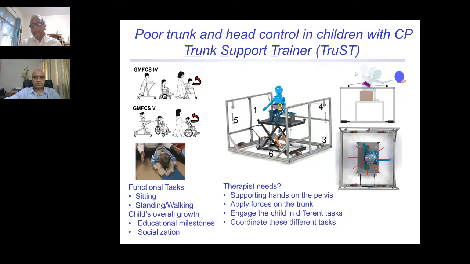And now what the therapist is really doing is actually playing with the child. He's actually challenging the child to move in different directions. I'll show you little videos later on.